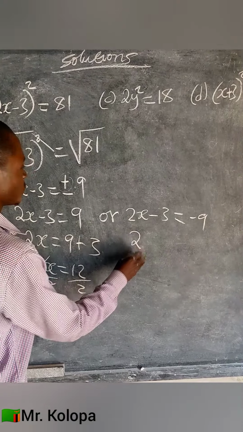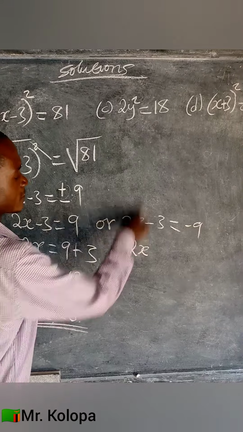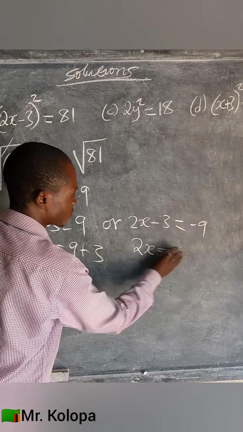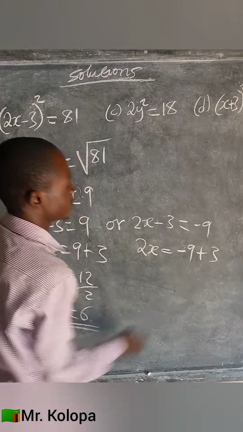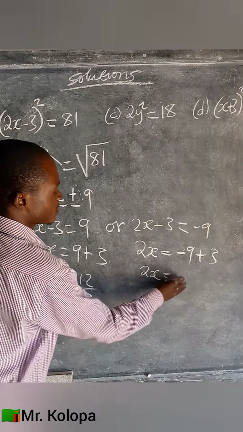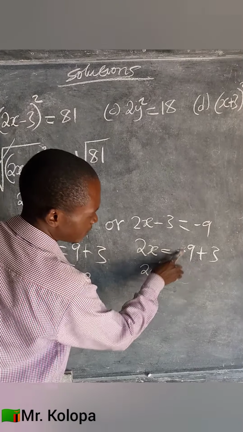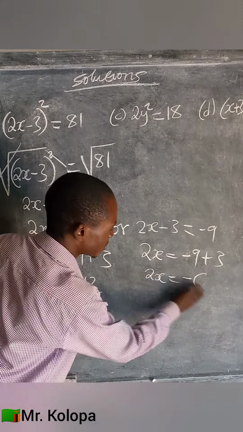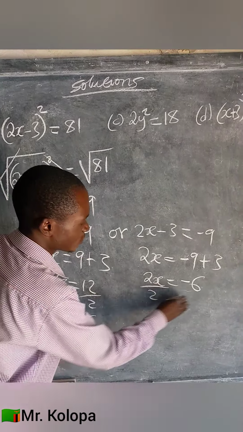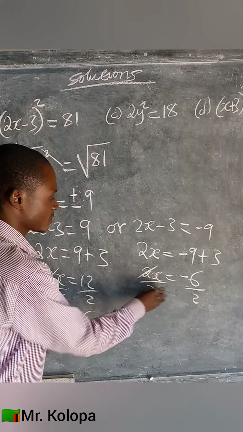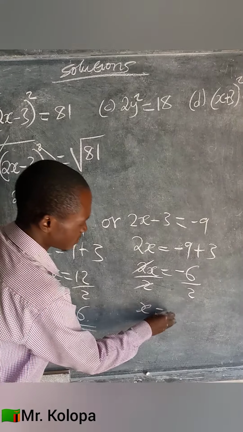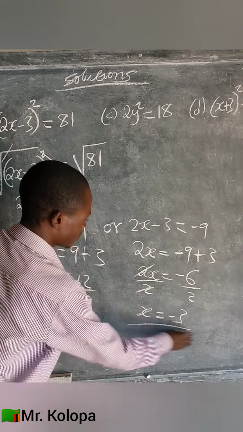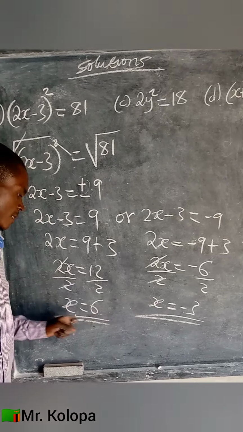So we are going to have 2x, the negative 3 goes the other side, it is going to be negative 9 plus 3. 2x is equal to, different signs we do what? We subtract and maintain the sign of the bigger number. So we get negative 6 over 2 over 2. So our x in this case will be negative 3. So you need to get two answers.